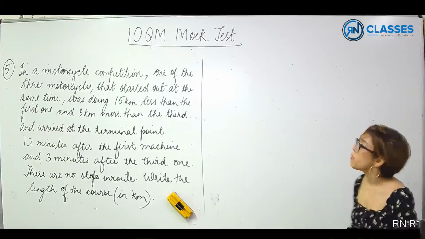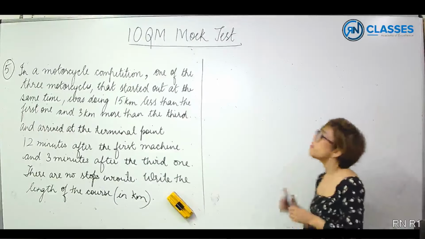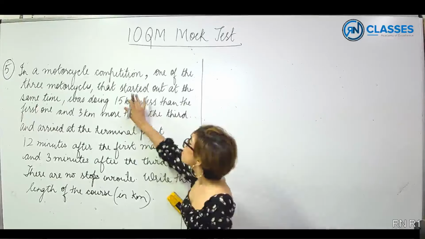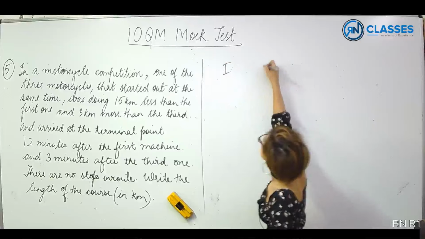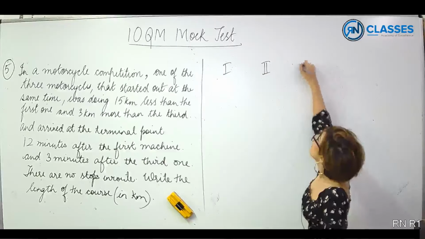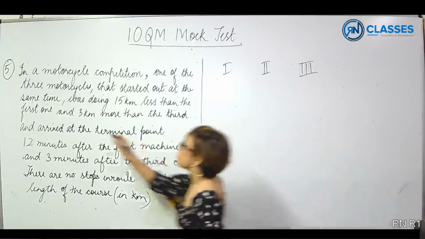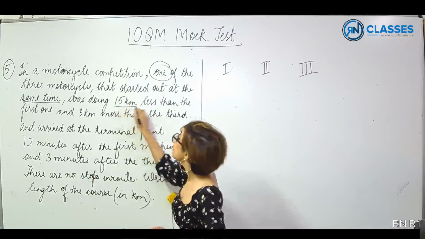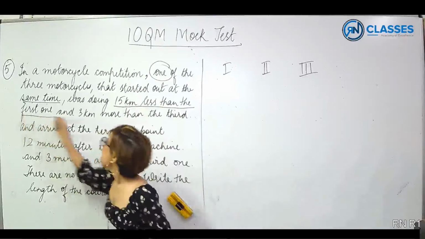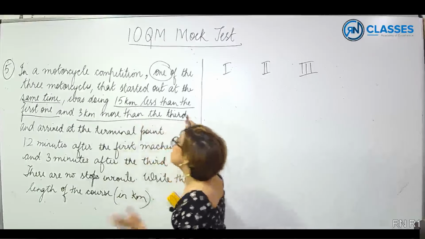Alright, on to the next one. Now he says in a motorcycle competition, 3 motorcycles started out at the same time. So 3 motorcycles are there, first, second and third, and they are starting at the same time. Now he says one of the motorcycles was doing 15 km less than the first one and 3 kilometers more than the third one.